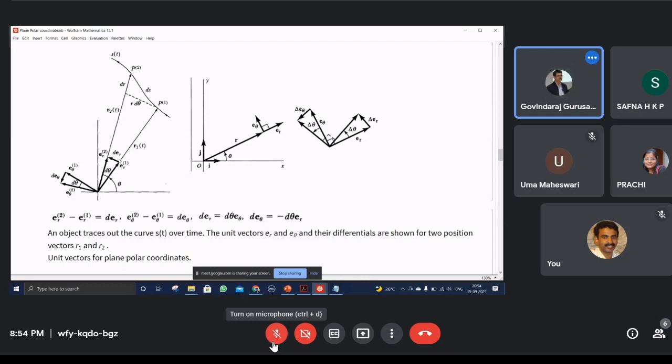DER is this one, the change in the position unit vector that is connected to d theta into e theta. Well, this e theta makes sense. It is connected to e theta through the pictures. No?